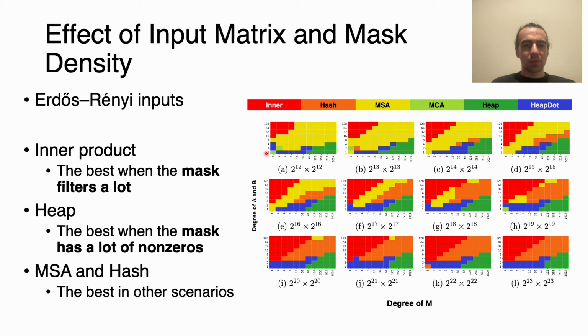We can see the heap is the best one in the opposite case, when the mask has a lot of non-zeros. And in between we can see that MSA and hash have the best performance. And MSA is very good for small sizes, of small dimensions, which is expected, because in that case the dense arrays fit in cache. However, as we increase the dimension, the dense arrays do not fit in cache anymore, so the hash algorithm has much better performance.